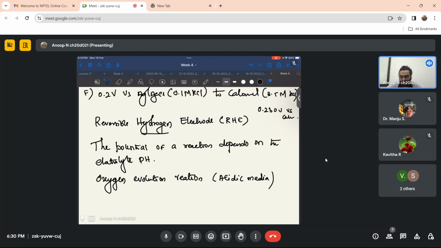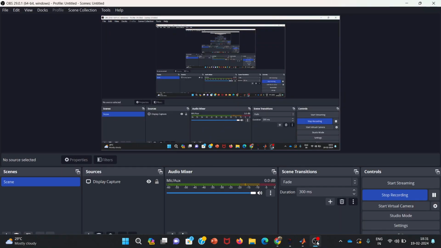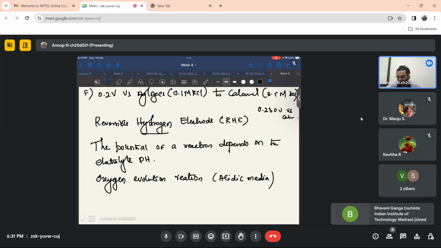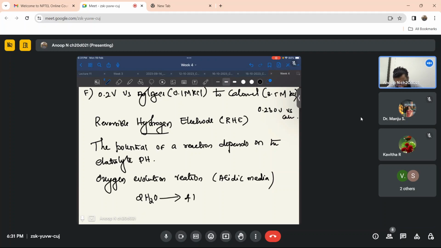Any of you? What is the equation? How does oxygen evolution happen? We have discussed it many times during the lectures. What is the equation for the oxygen evolution reaction? In acidic media, it can be written as 2H2O gives 4H+ plus O2 plus 4 electrons. Fine. So how will I write the Nernst equation for this? Any of you? How will I write the Nernst equation?